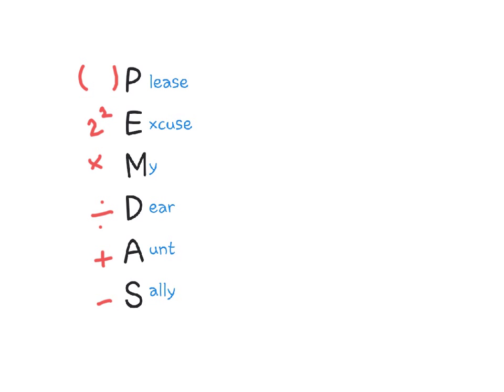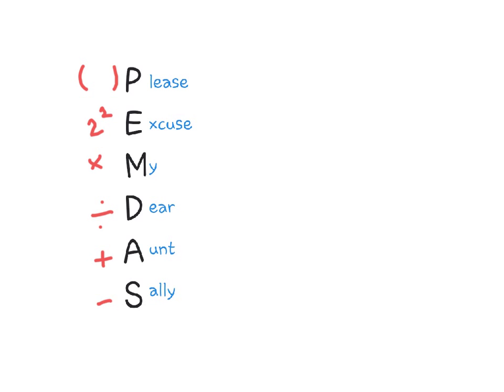An easy way to remember those is to take the first letter from each, so P, E, M, D, A, and S, and make a saying out of it. So please excuse my dear Aunt Sally. The order in which these go are the order in which they should be performed.